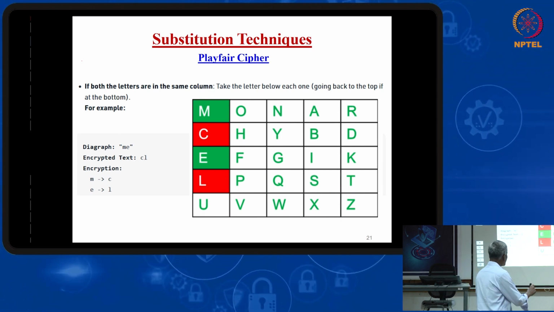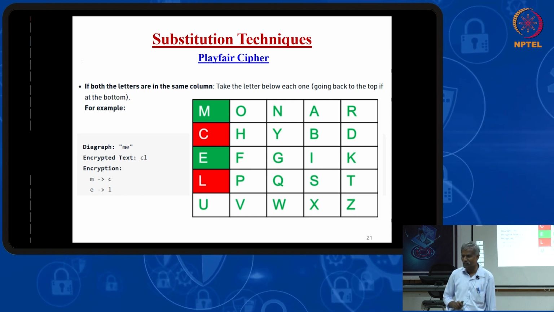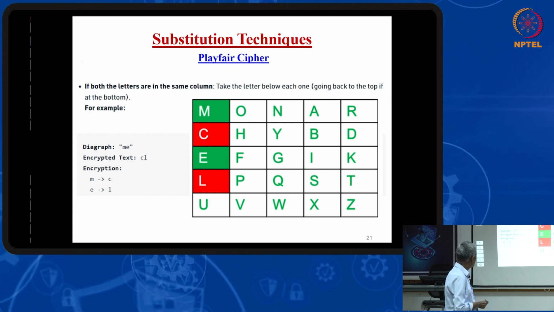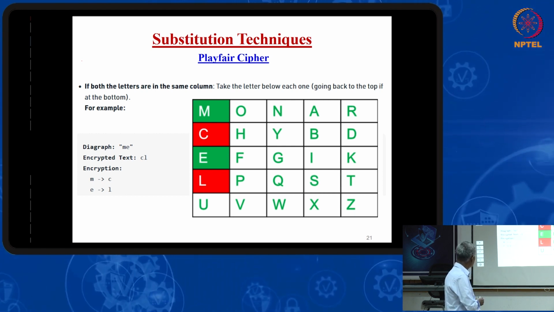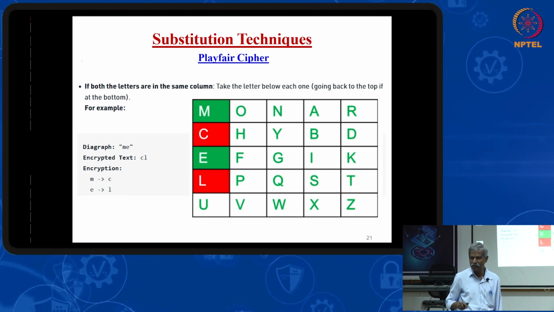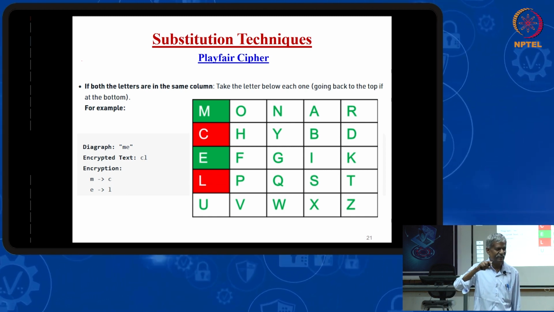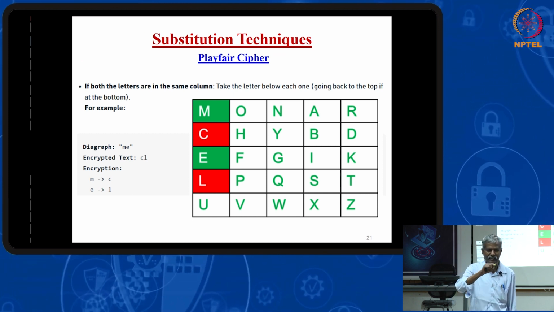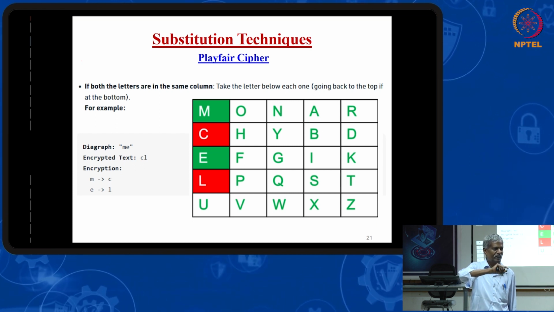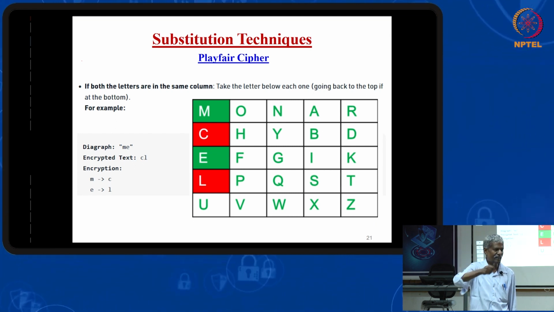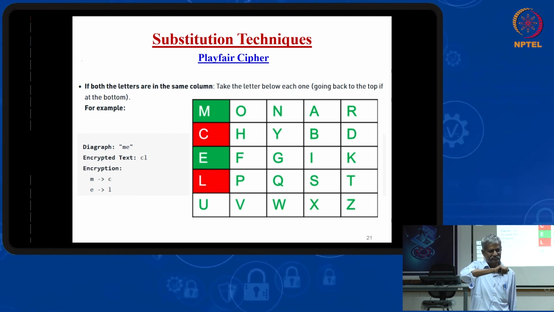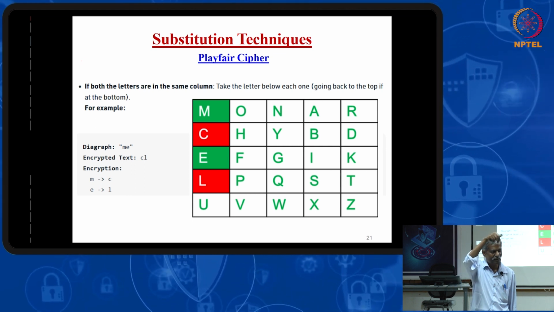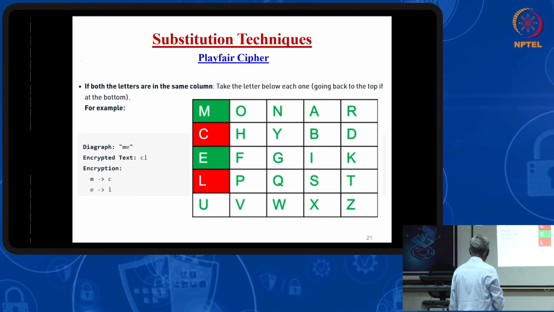Now, how do we do the encryption? First you have to form the key, MONARCHY, followed by all the remaining letters. Rule number 1: the two letters which you are taking, like HE, then LX, LO, if they are in the same row, you take the next letters. Same row means you look to the right side. Same column means you look below. I will give examples.